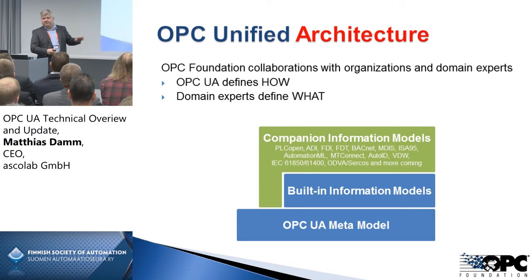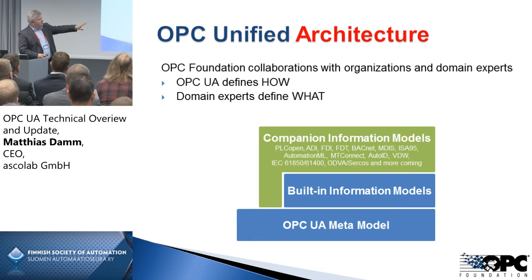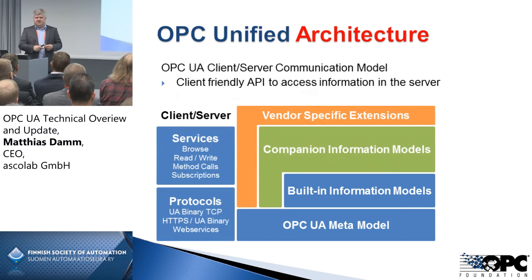Then we have these companion information models. They really define semantics for special domains, special use cases, special devices, and they use the built-in information models, they extend them. Sometimes they also introduce new base constructs, and often this part is then slowly moved into the built-in models. So a lot of companion information models already influence the built-in information models and requested extensions. And so the idea is OPC UA defines how information is exposed and transported, and domain experts define what kind of information with what semantic is exchanged.